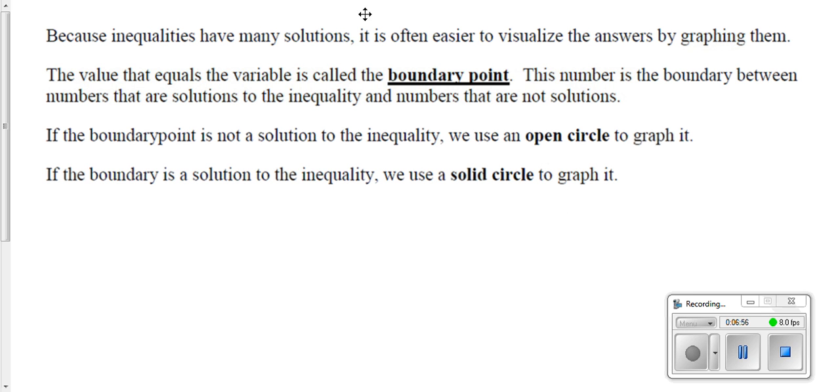You'll also notice, I'll tell you now, that when it's not a solution, it means we don't have the equal sign in the inequality. It's either just less than or greater than. When the boundary point is a solution to the inequality, when we're using this solid circle, is when it does have the equals in it. You have less than or equal to, or greater than or equal to. The equals makes you color it in. When it's missing, we don't color it in. You'll see that in a minute.